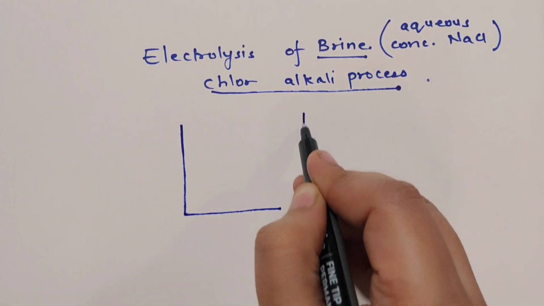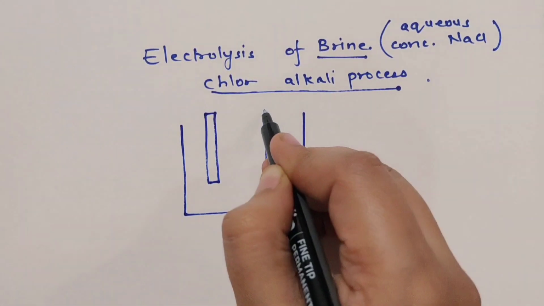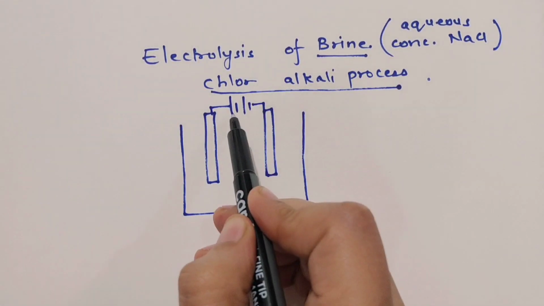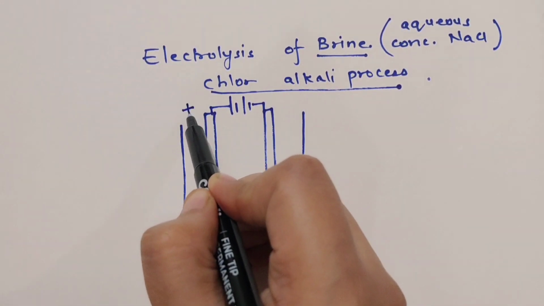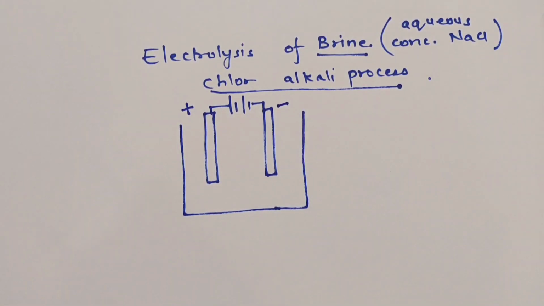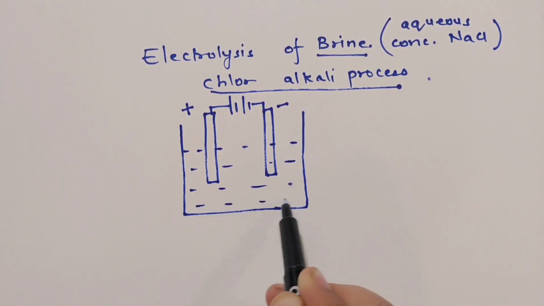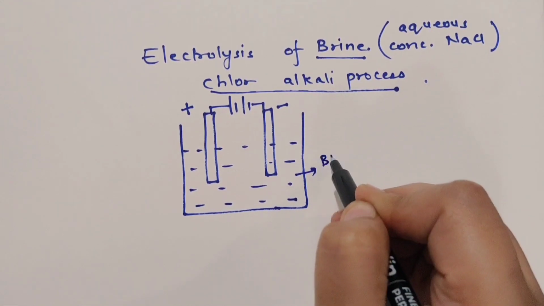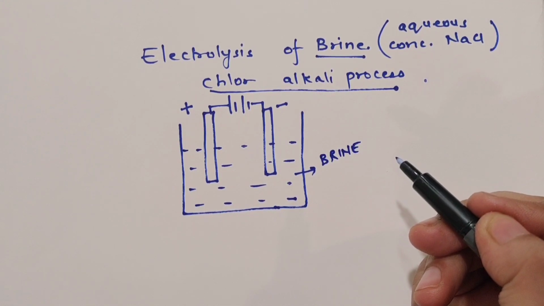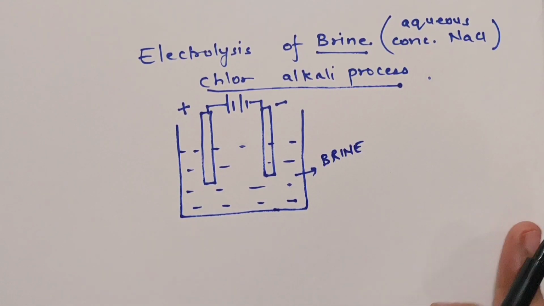So it's also a very basic, simple setup. A vessel, 2 electrodes, and connected to a battery. The positive terminal is connected to this electrode, so this becomes a positive electrode. The negative terminal is connected to this electrode, so it becomes the negative electrode. The electrolyte here is, of course, your brine, that is concentrated aqueous NaCl.